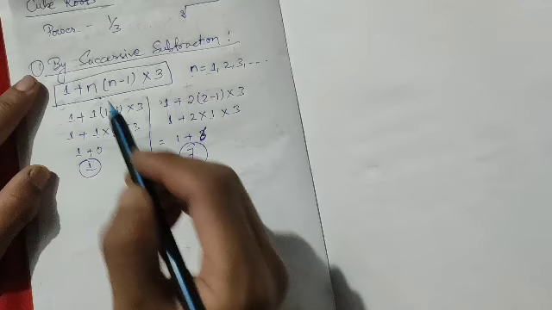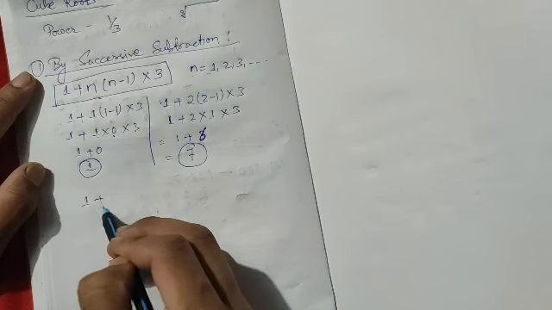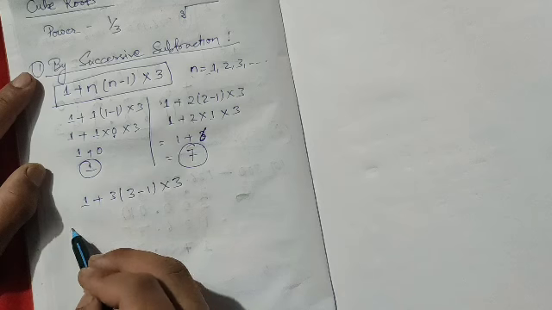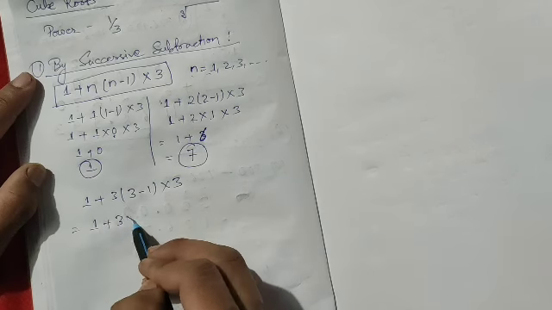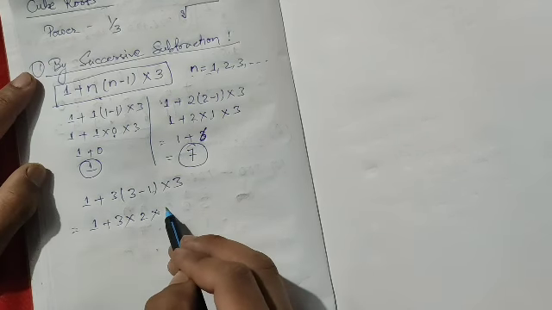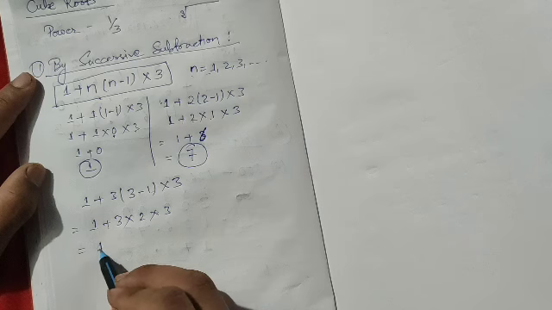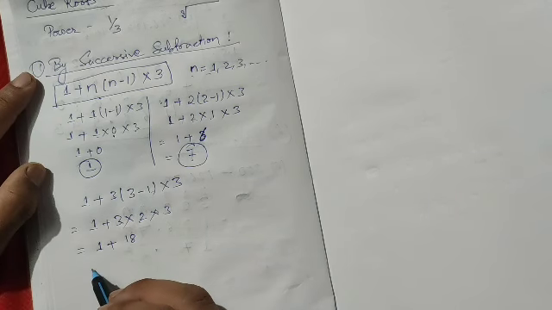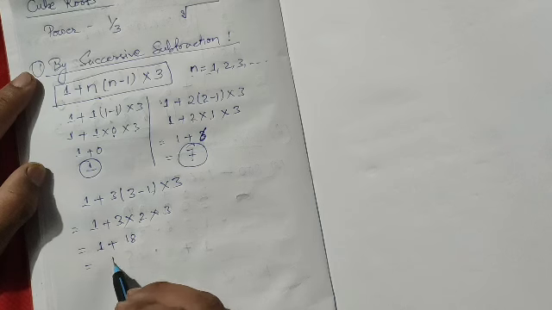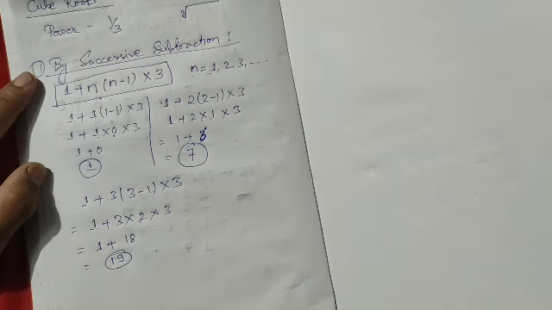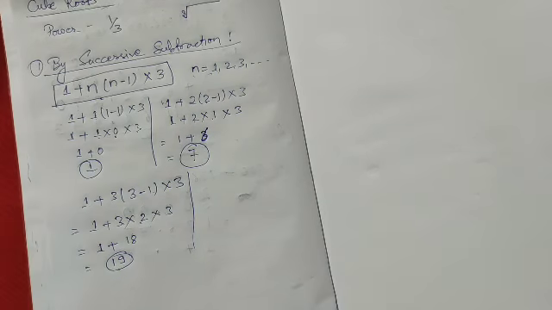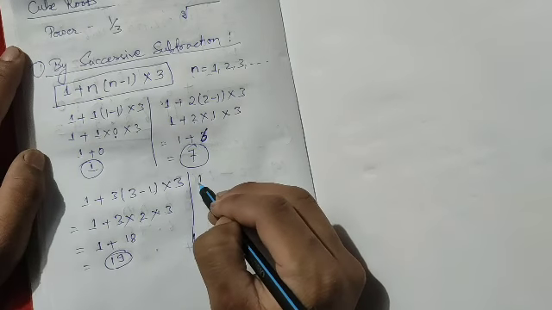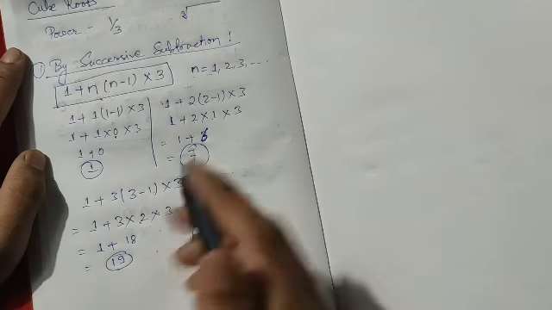After 7 what will you subtract? Now you will put here n equals 3. So if you put 3, you will get 3 into 3 minus 1 into 3. So it will be 1 plus 3 into 3 minus 1, which is 2, into 3. So it will be 1 plus 3 twos are 6, 6 threes are 18. So next you will subtract 1 plus 18, which is 19. So this is the third number that you will subtract. Next you will put n equals 4, right?